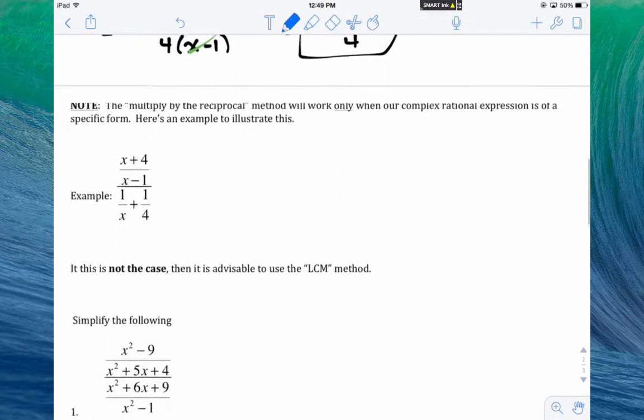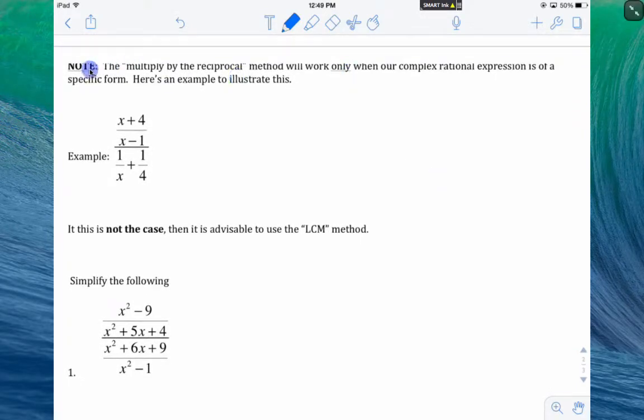If you scroll with me to the next page, I do want to make a really important note that this multiply by the reciprocal method works only when our complex rational expression is of a specific form. And here's an example to illustrate this. So here we obviously have fractions within fractions. And it may be tempting to do this. We might say, all right, well, what we're going to do is we're going to take that numerator, x plus 4 over x minus 1, and we're going to multiply it by the reciprocal of our denominator.